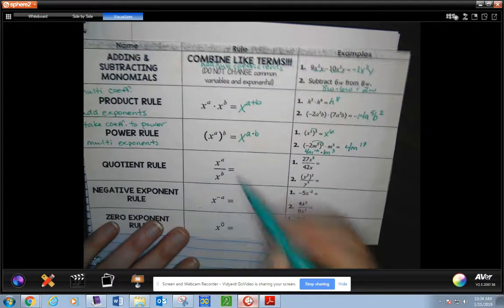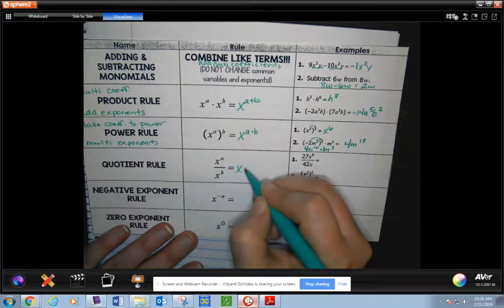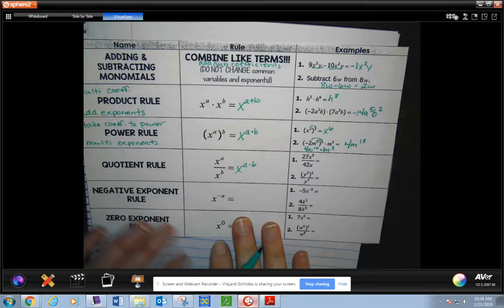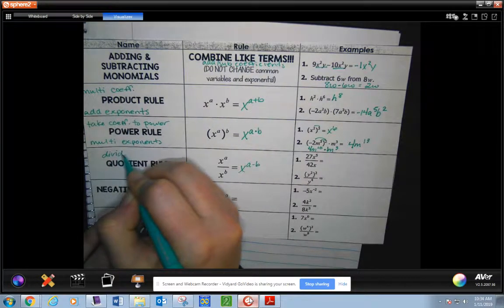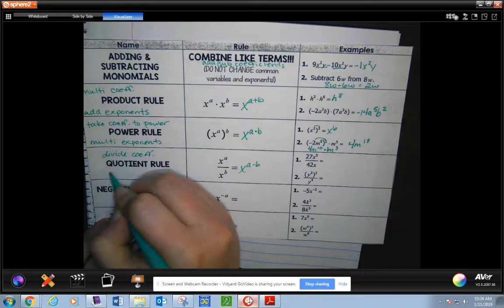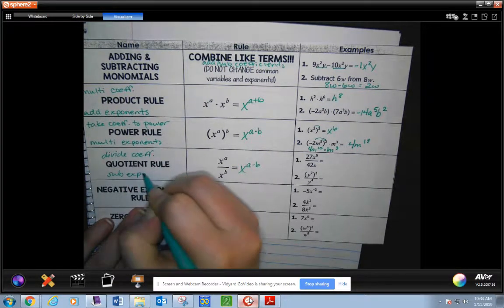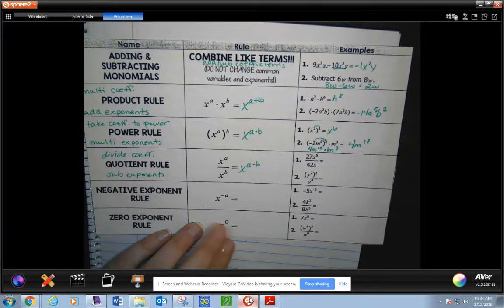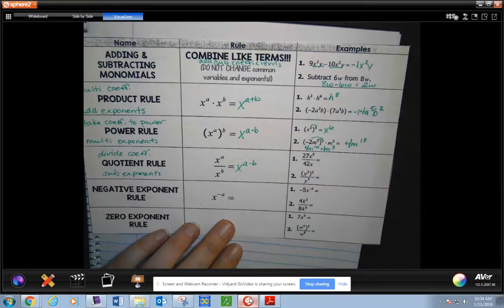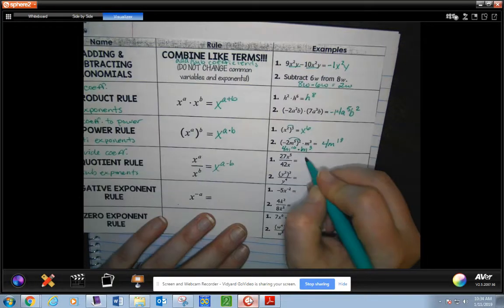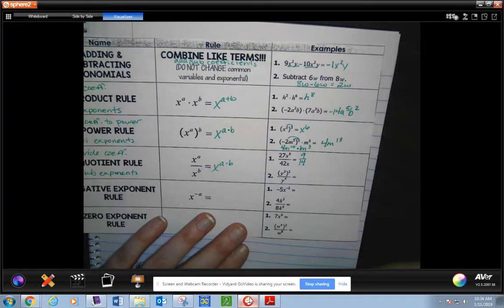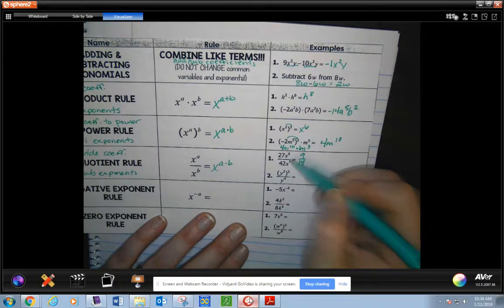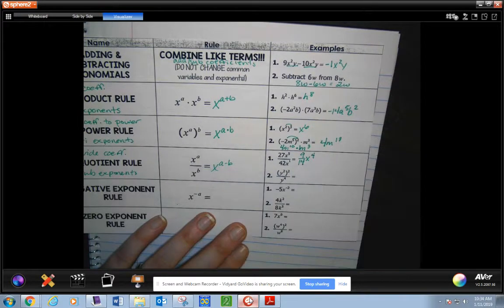Okay, for your quotient rule, we have x to the a divided by x to the b, which gives you x to the a minus b. So make sure you divide coefficients and subtract exponents. Okay, 27 divided by 42, that does not go in evenly, so all you're going to do is simplify it. And when you simplify 27 over 42, you get 9/14. Okay, now I subtract my exponents. So I'm going to do 5 minus 1, which gives me x to the fourth.